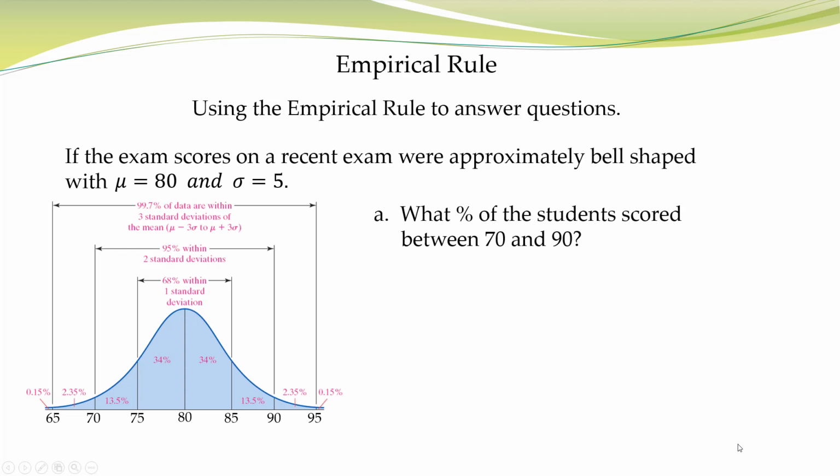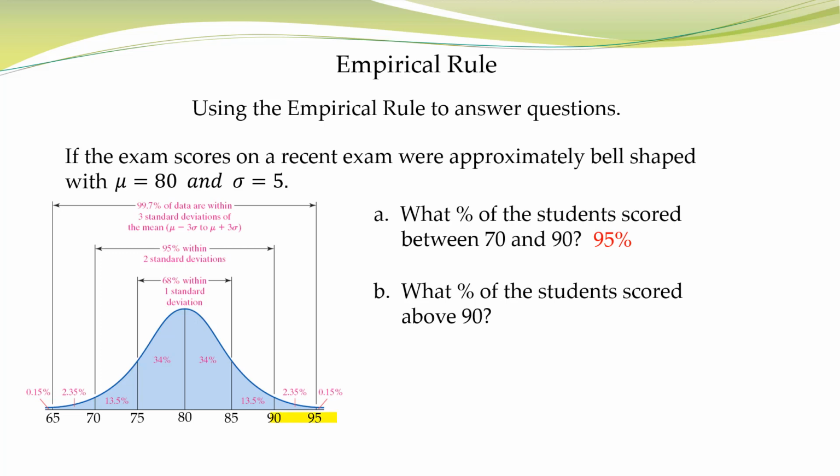First question, what percent of the students scored between 70 and 90 on this test? Well, on a curve, you're going to go from 70 to 90. So that's within 2 standard deviations. So that answer would be your 95%. Question B, what percent of the students scored above 90? Now we have to look at the chart. Above 90 would be where the yellow is. And if I add those 2.35% and 0.15%, that's 2.5%. So 2.5% of the students scored above 90.